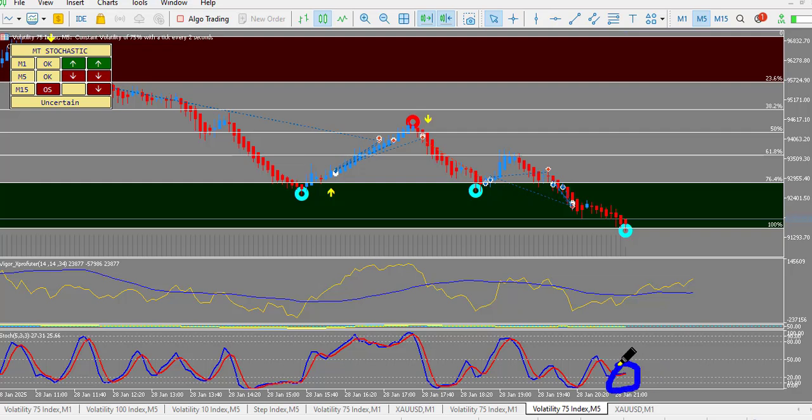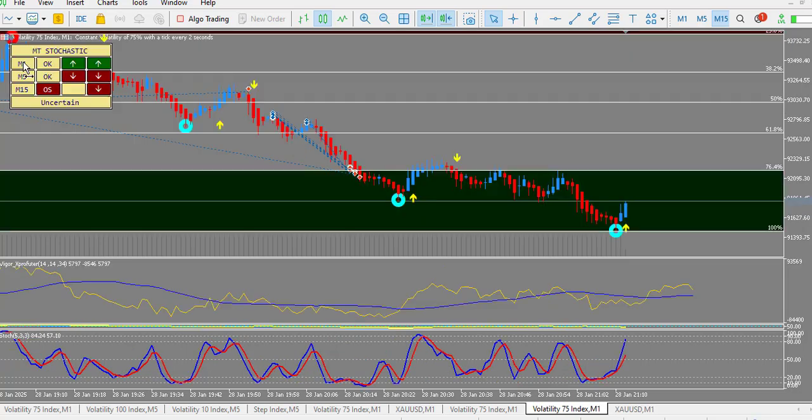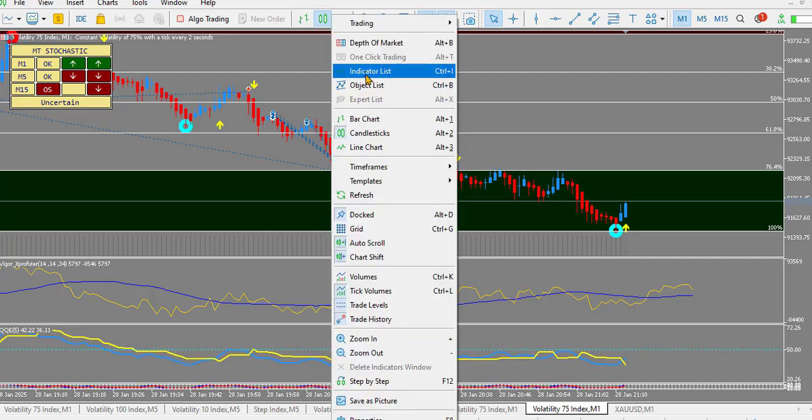Yes, it is on M5. For M15, you can click on it also to see it, and yes, it is on M15. So this is how we use this indicator. Instead of changing from time frame to time frame, you can see what the stochastic is doing on different time frames without changing from time frame to time frame.